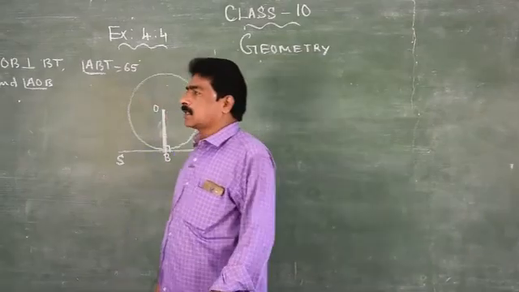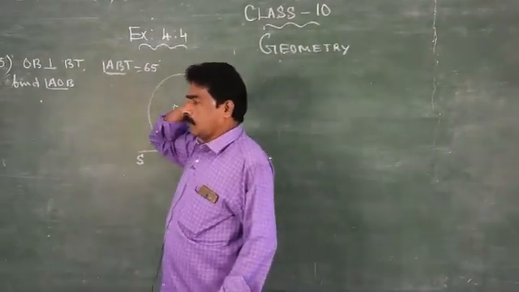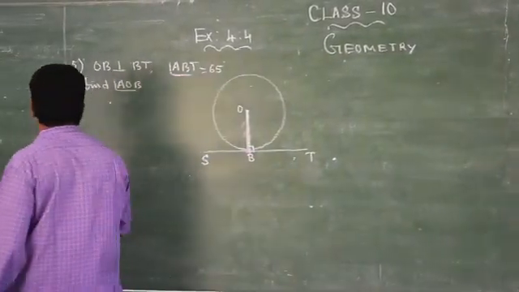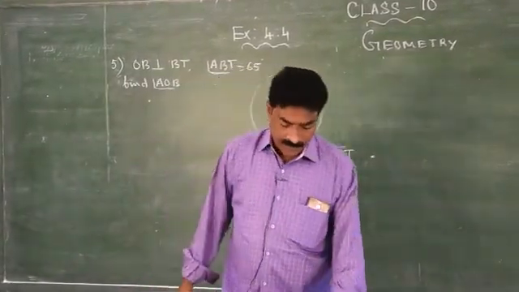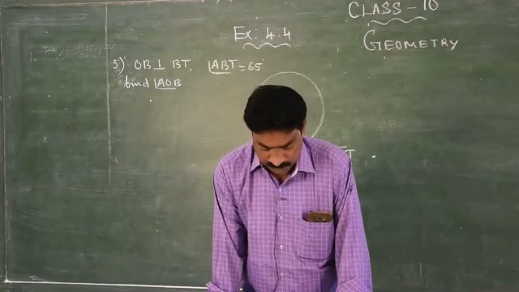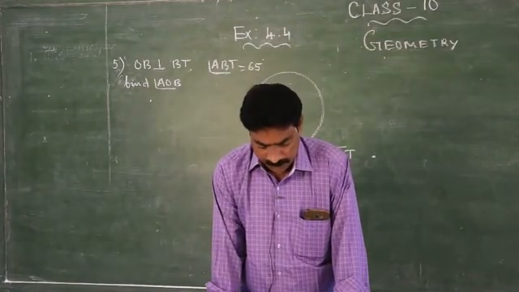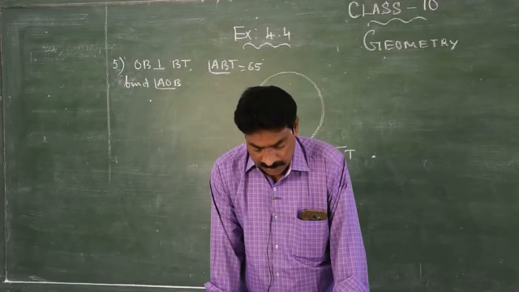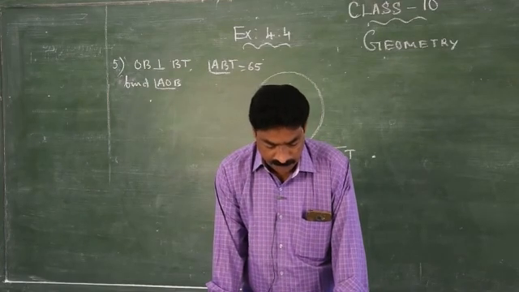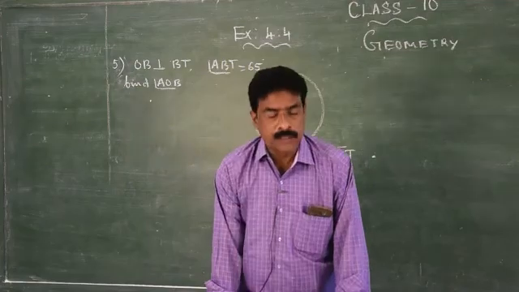In the previous class, in exercise 4.4, we did up to four sums. Now we will continue with the fifth sum. What is the fifth sum? A tangent ST to a circle touches it at B. AB is a chord such that angle ABT is 65. You have to find the angle AOB, where O is the center of the circle.